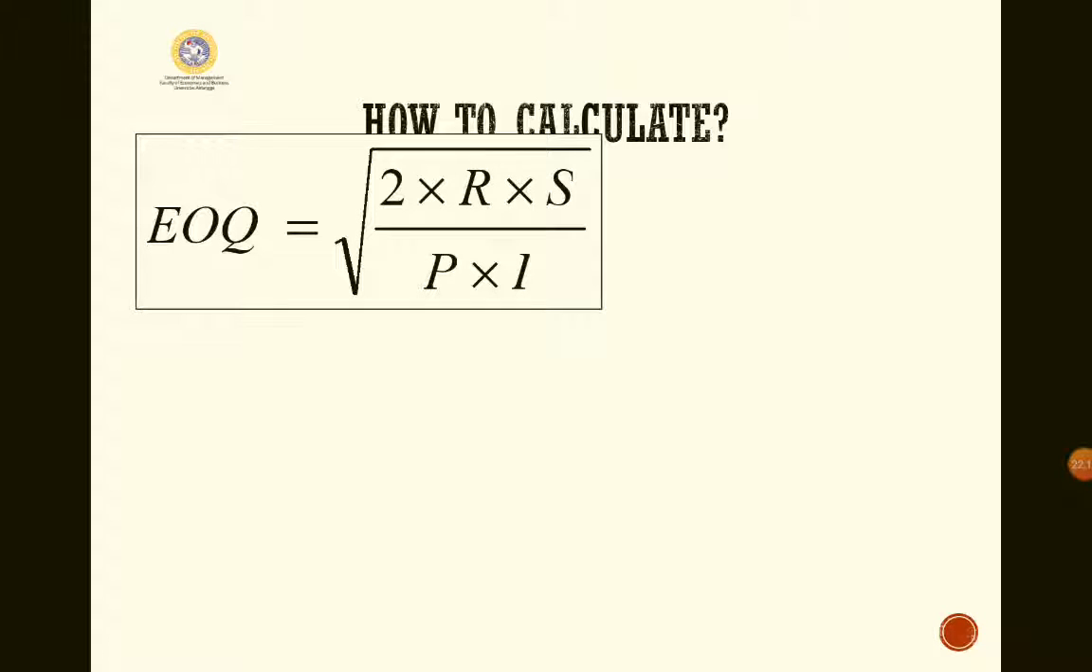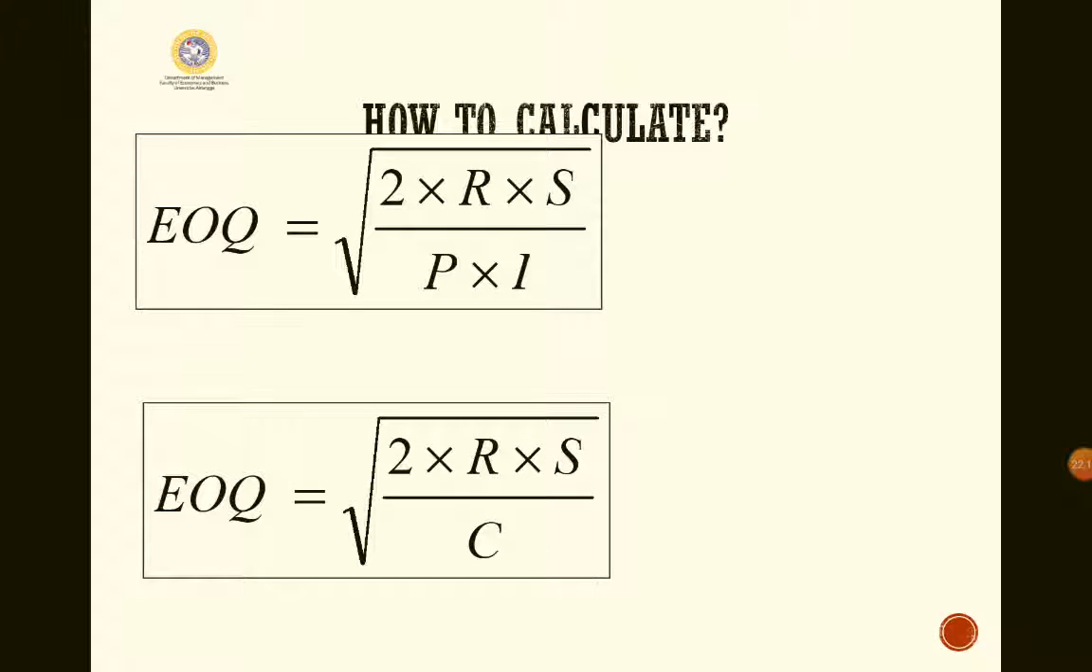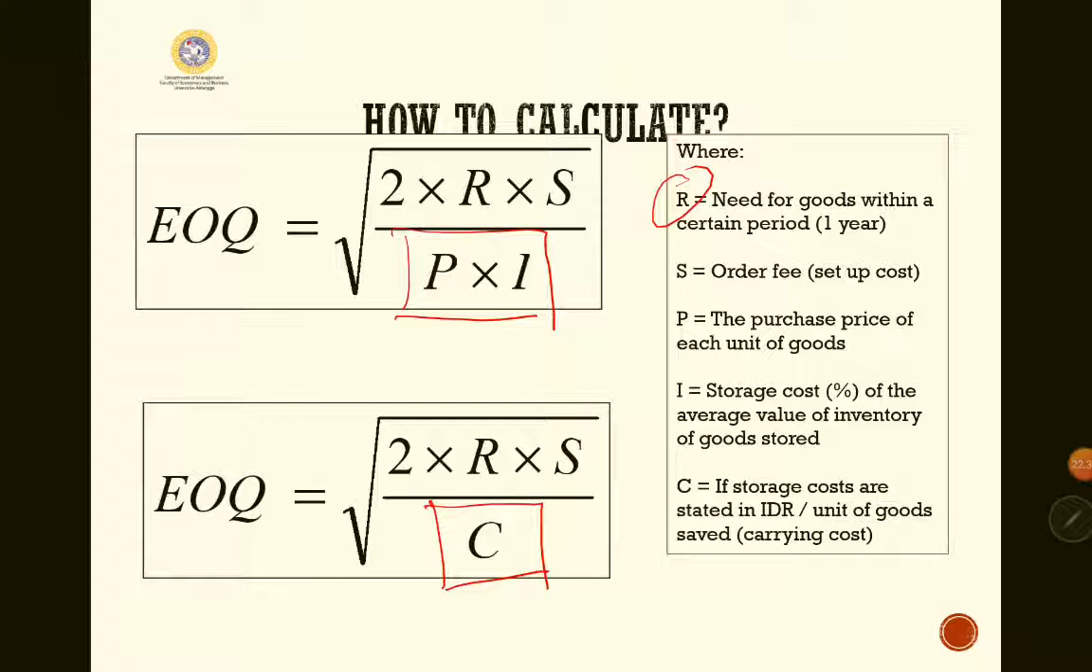So how do we calculate the EOQ? Basically there are two formulas, depending on what kind of data you have. You might see here, this is the difference. What are the variables? R is the need for goods within a certain period, 1 year. So you have to estimate your needs about your stock inventory, the goods that you want to transform to become final product in 1 year. You will have order fee, setup cost here.